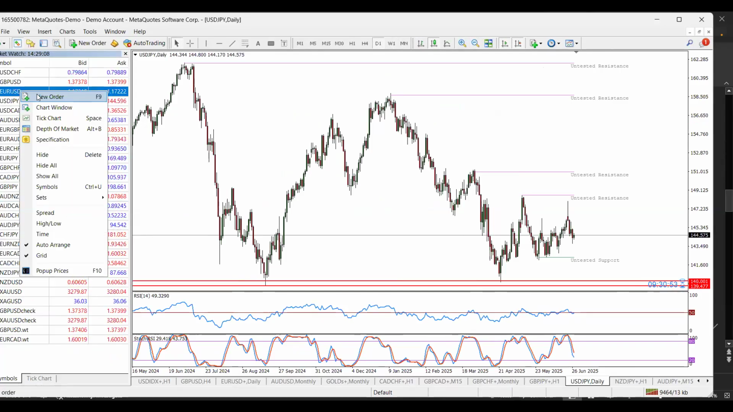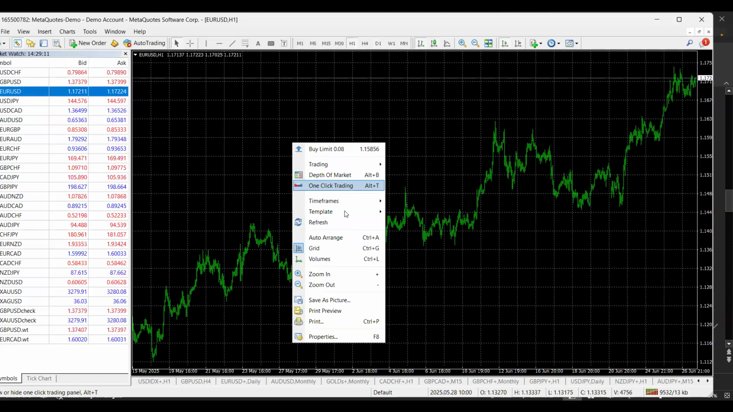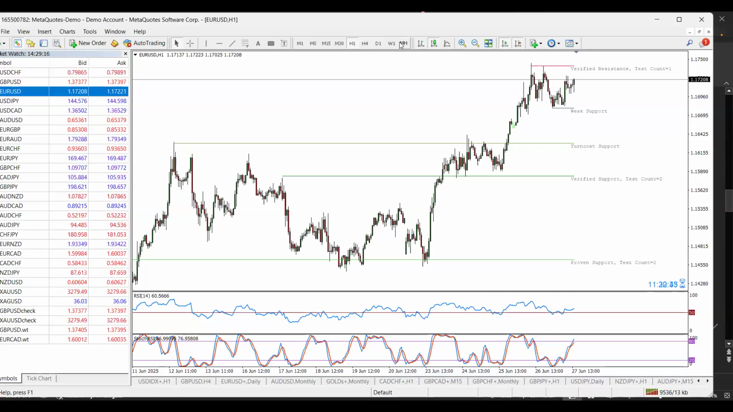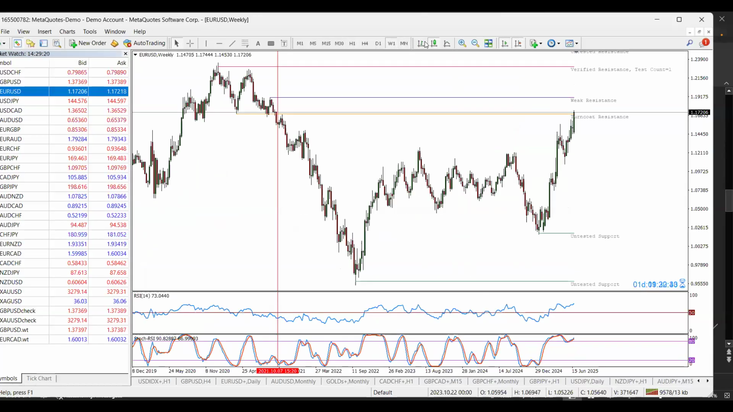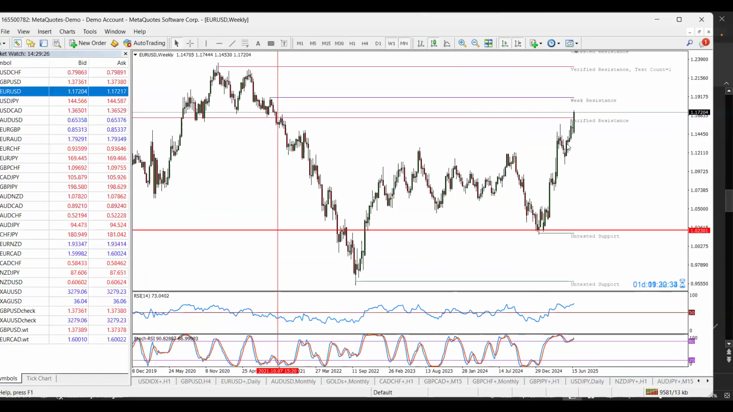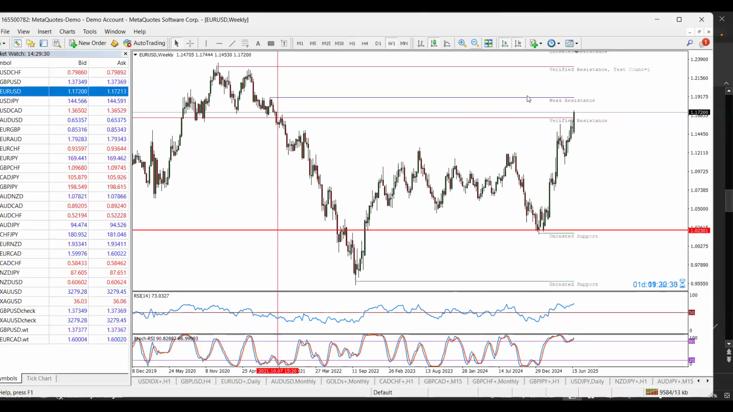Let me check Euro USD. It will soon be done. Euro USD is still going up. Look at this one, it is going up. Can you see it? From here, it has been going up. Look at it. Up. Now look at this one now.